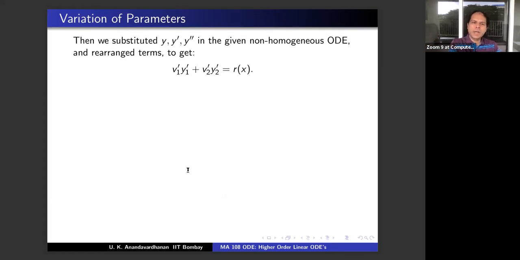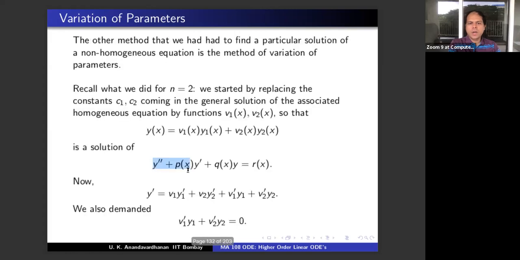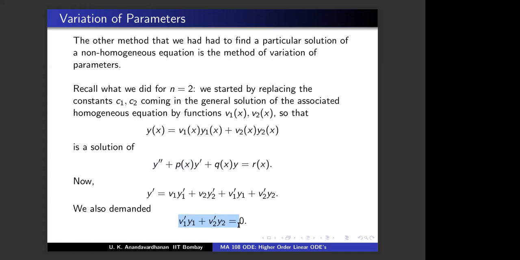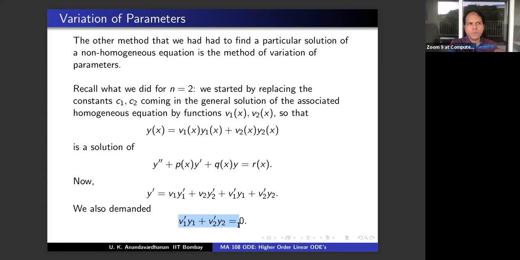And now this was good because here you have V1 prime Y1 prime plus V2 prime Y2 prime is Rx, and here you have V1 prime Y1 plus V2 prime Y2 is 0. So you got a system of two equations. What are the unknowns? V1 prime and V2 prime. You can solve for them because Y1, Y2, Y1 prime, Y2 prime you already know.